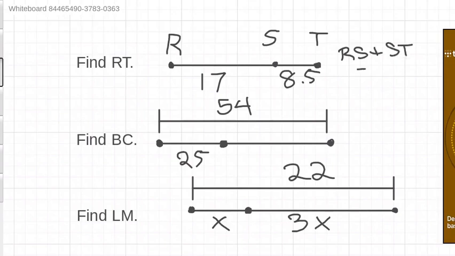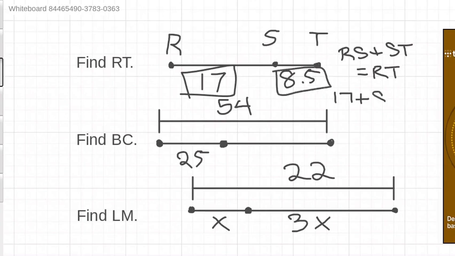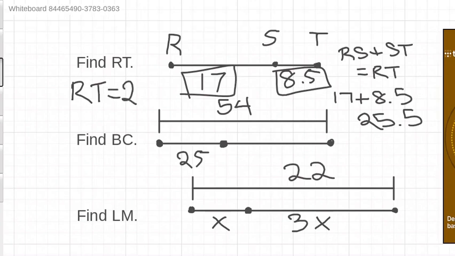So 17 would be RS, and 8.5 would be ST. 17 plus 8.5 is 25.5, which is our RT. So RT is equal to 25.5.